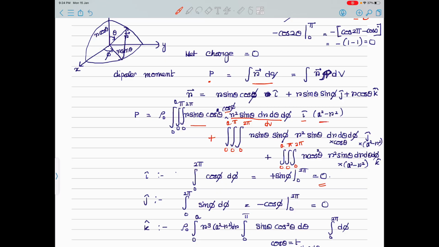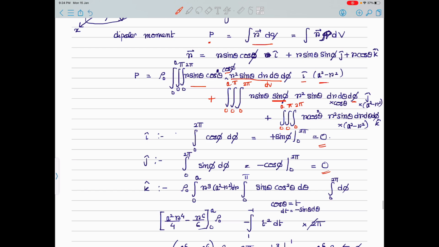Now the j cap integral has sin phi with d phi. If you integrate sin phi d phi, it becomes minus cos phi from 0 to 2 pi, which again gives you 0. So the i cap dipole moment is 0, the j cap dipole moment is 0. The only thing left is the k cap. Let's see whether the k cap dipole moment is 0.